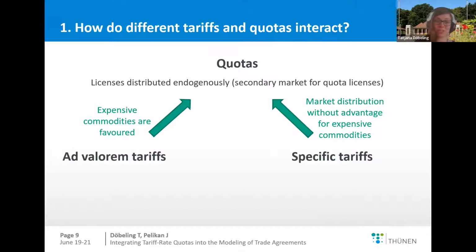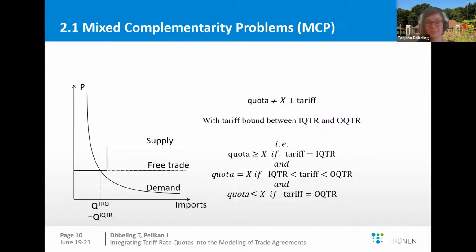Good. So if we summarize this very shortly now, what the effect is, it's that ad valorem tariffs favor expensive commodities in some form, while specific tariffs outside the quota also lead to a market distribution of some extent, but there is no strong advantage for expensive commodities.